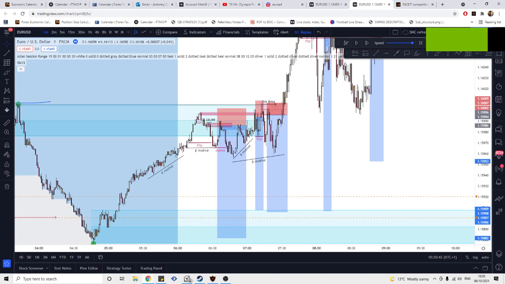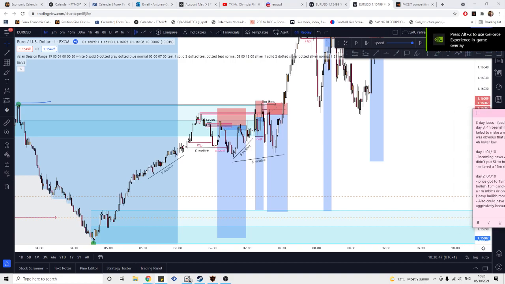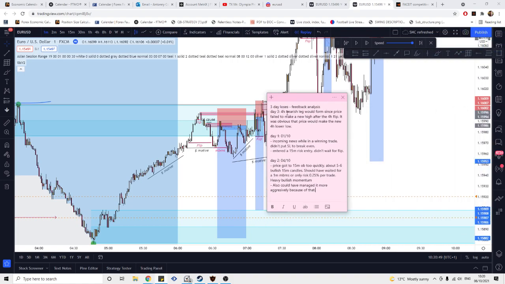So let me share my notes with you guys and get an idea of what I came up with. Essentially, this one's 3-day losses, feedback analysis, day 3. For our bearish leg, it would fall, since price failed to make a new high after the flip. Obviously price will make a new high. They have one incoming news while in a winning trade. Didn't put a stop loss even. Said the 5-minute risk entry, didn't wait.